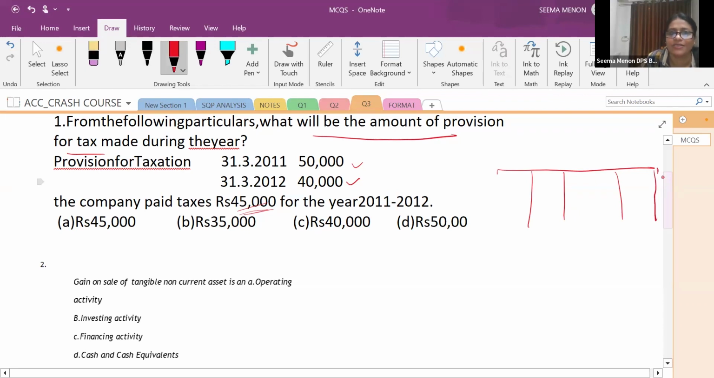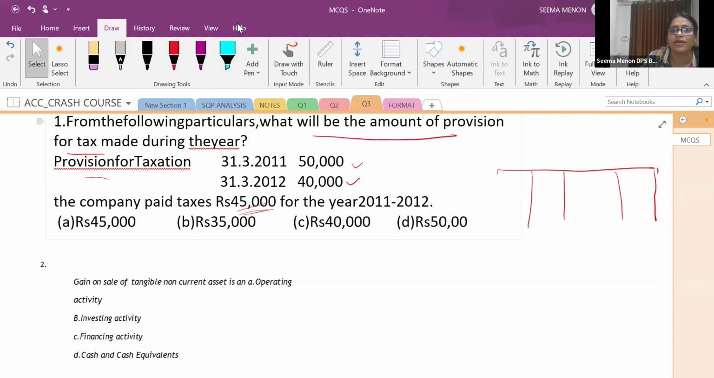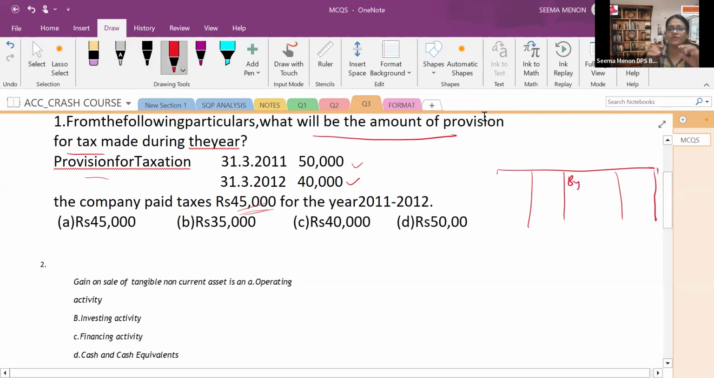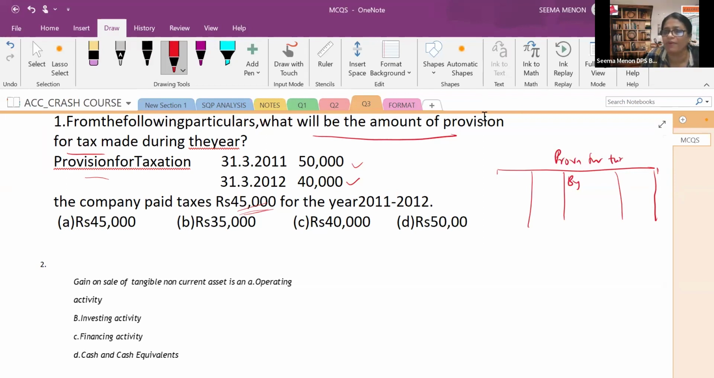Provision for tax is a liability. Liabilities always have the credit balance. So here it is given 31st March 2011. That is the opening balance, and here it will be credit balance, because provision for taxation is a liability. Whenever liability is increased, that will be credited. Whenever liability is decreased, that will be debited. So here you will write by balance brought down, that is 50,000, because that is the opening balance.